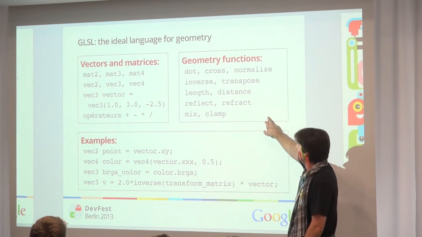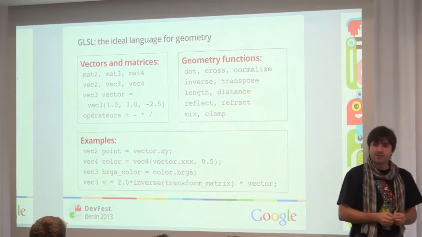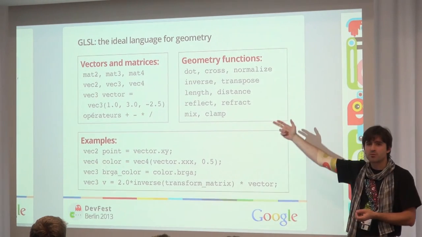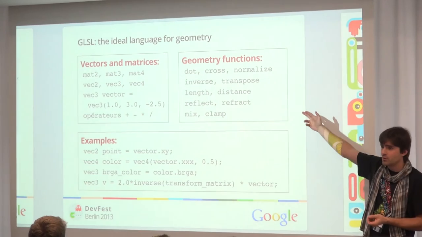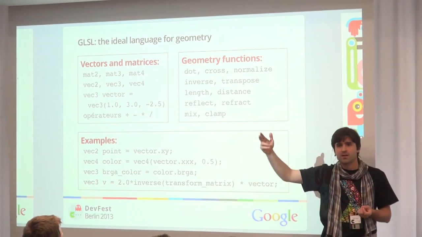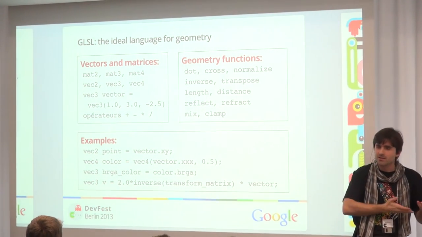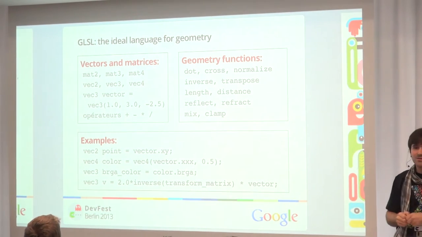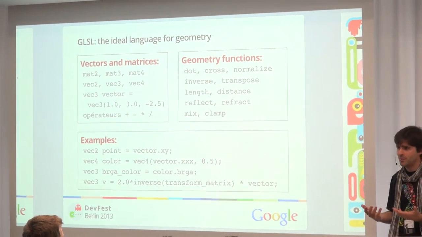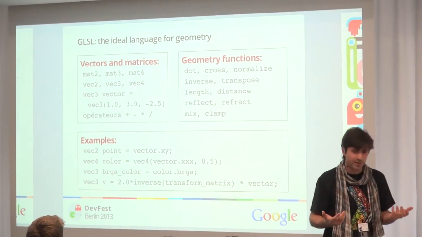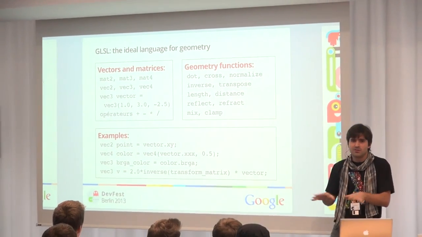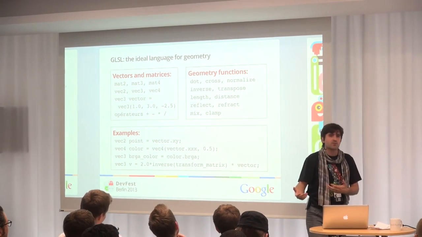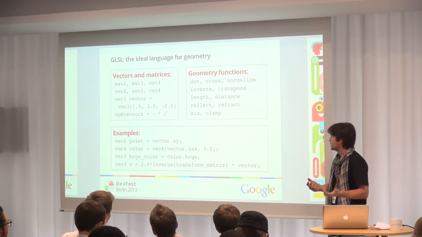And some more built-in geometry functions, a dot product, a cross product, you can normalize a vector, which just means dividing the vector by its length. But still, this is something you do all the time in geometric calculations. You normalize vectors all the time. Here, the function exists. For matrices, you can inverse a matrix, you can transpose a matrix, and so on.